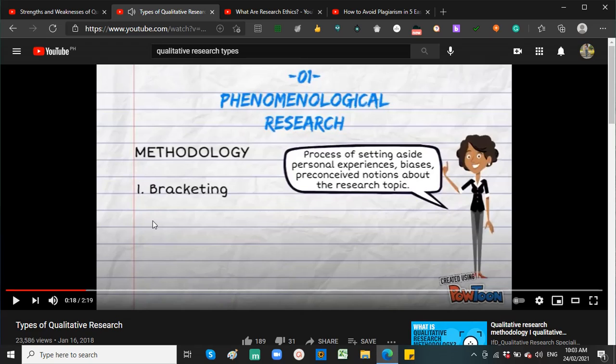Alright, so methods in a phenomenological research at a glance. First, bracketing. This is the process of setting aside personal experiences, biases, and preconceived notions about the research topic. Again, you start fresh on the topic, and if you have biases, you can write them down and step them aside, so that you won't have biases in interpreting your data.